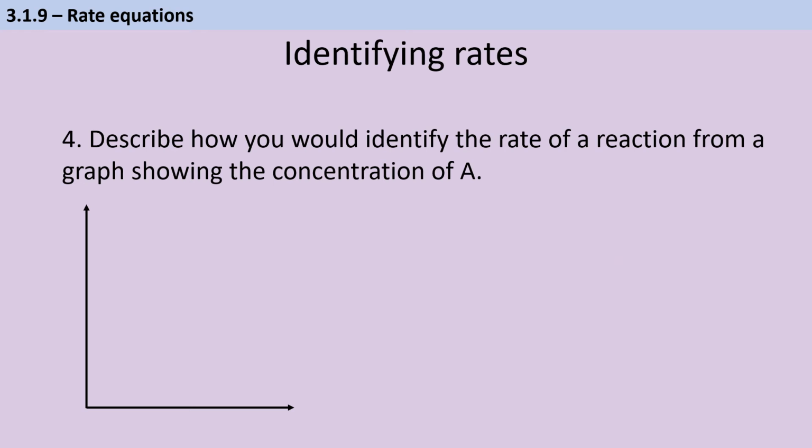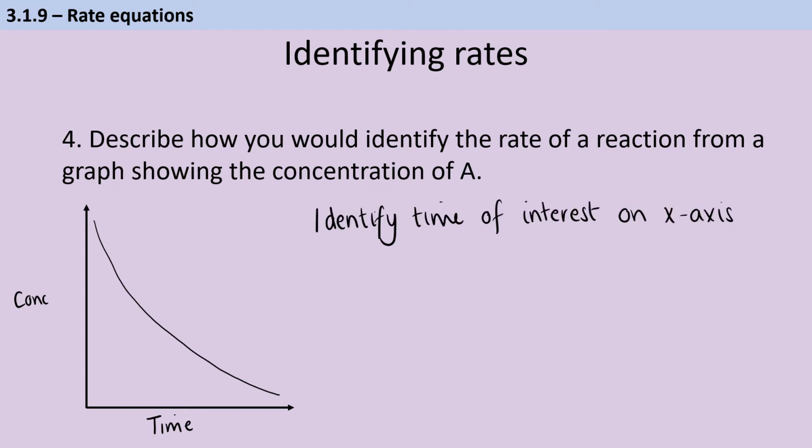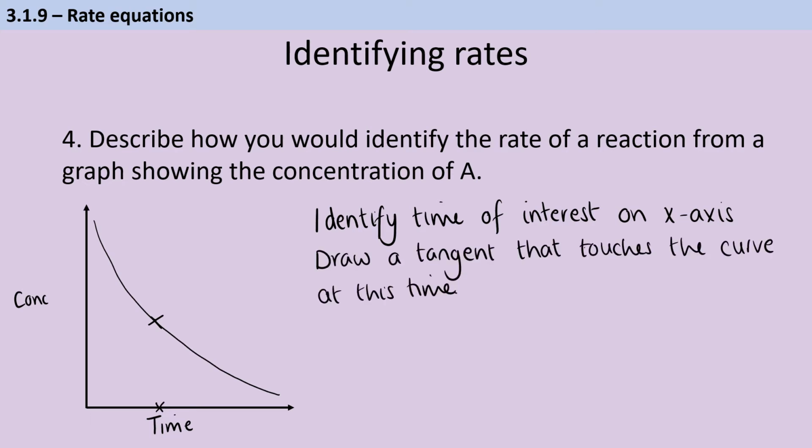If we have a graph that shows us how the concentration of a reagent changes over time, then we can identify what the rate of the reaction is at a particular time point by using tangents. So the first thing you need to do is to identify the time of interest on the x-axis, and then work out where that corresponds to on the curve. Then you're going to draw a tangent that needs to touch the curve at that time.